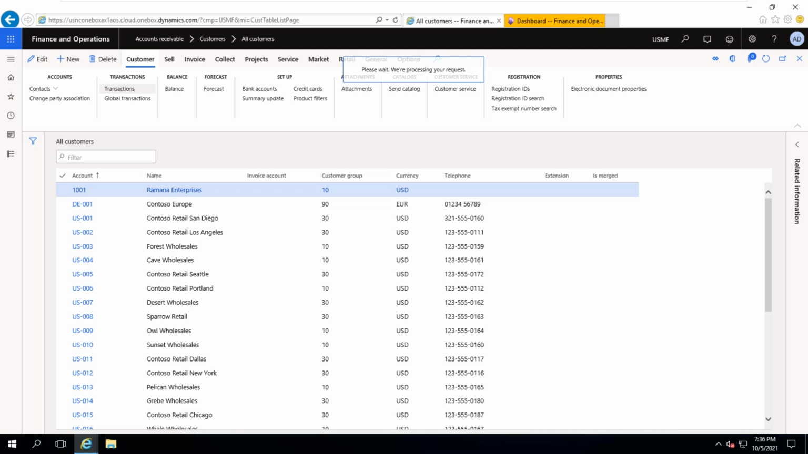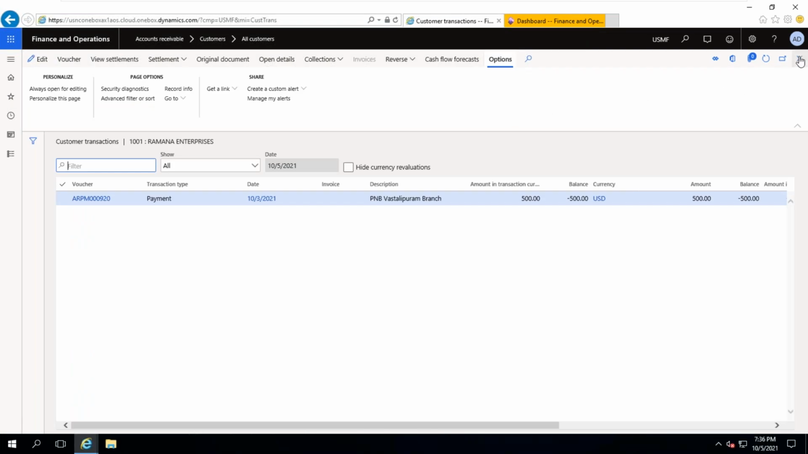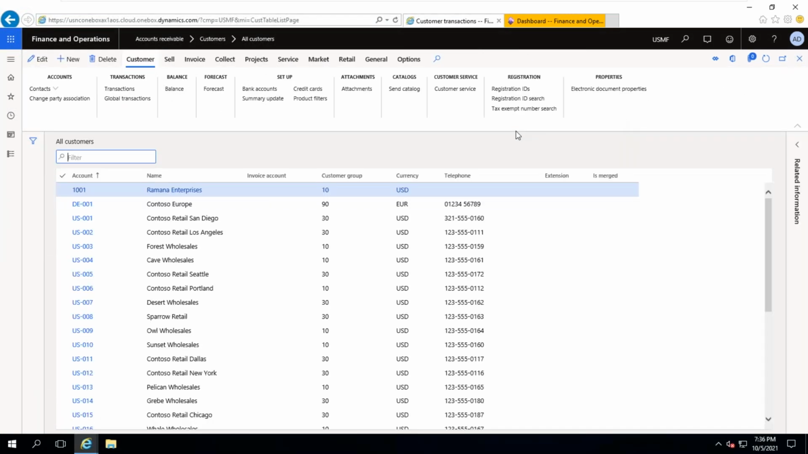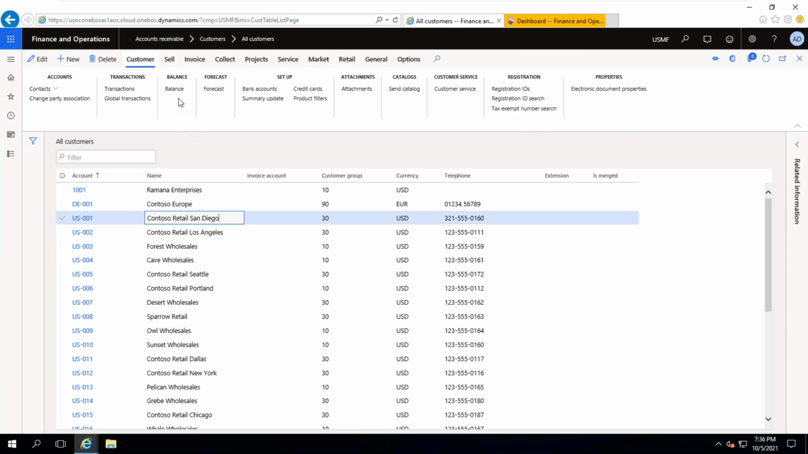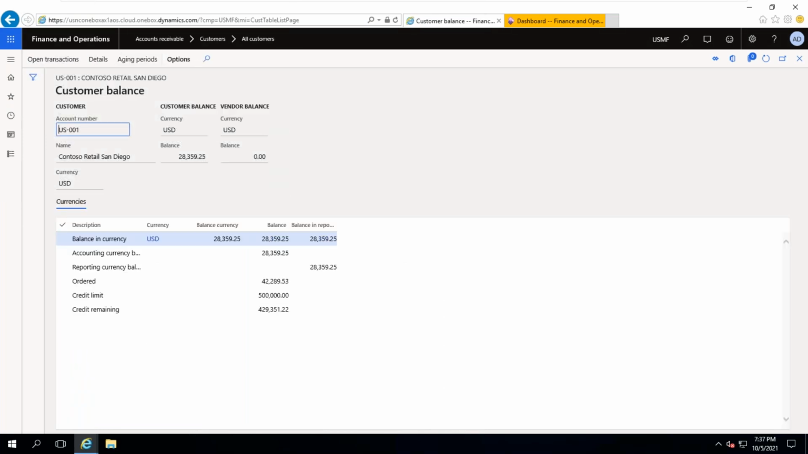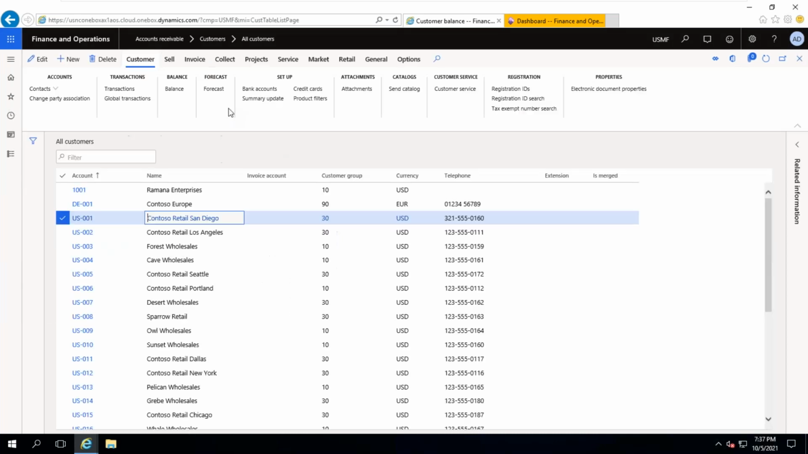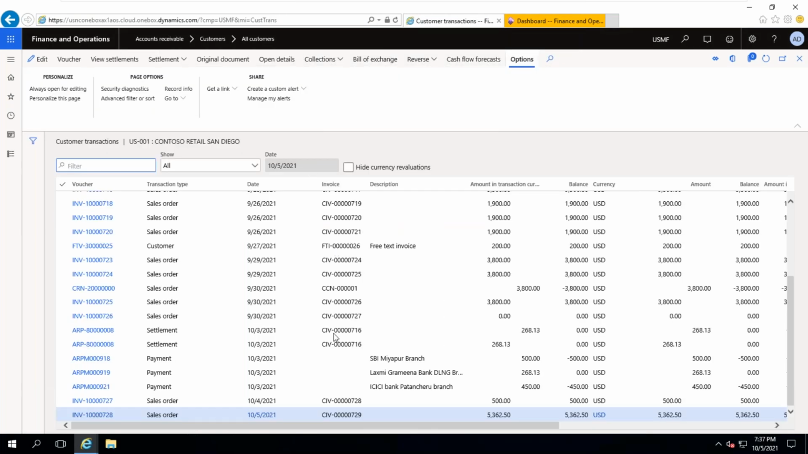For another customer, if I want to see the balance, I can select another customer, US 001, and see the balance. If I want to see all the transactions, you can click on transactions and see them. Okay. Now, in finance, this is each and every transaction.